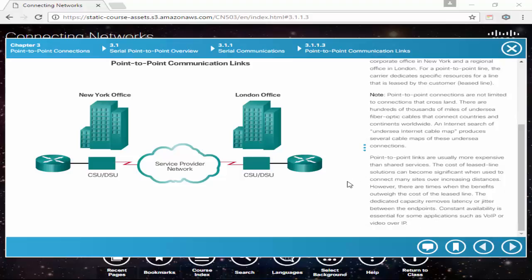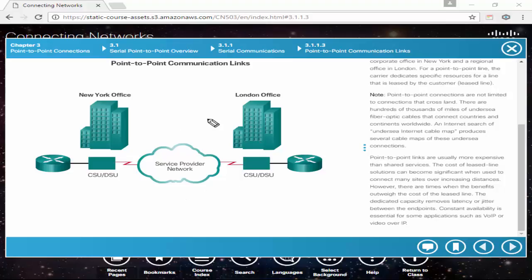The cost of leased line solutions can become significant when used to connect many sites over increasing distances. However, there are times when the benefits outweigh the costs of a leased line. The dedicated capacity removes latency or jitter between the endpoints. Constant availability is essential for some applications such as VoIP or video over IP. So what they're saying is if you use some T3s, you'd probably still be good here.